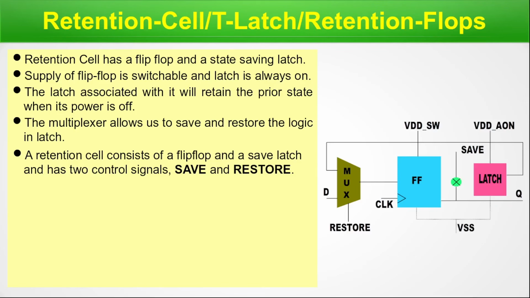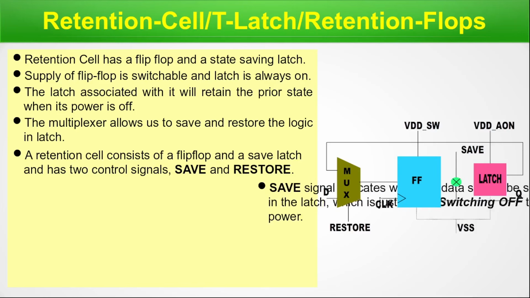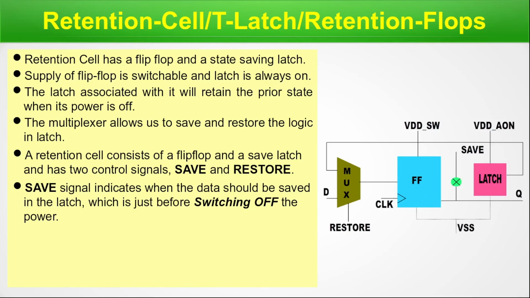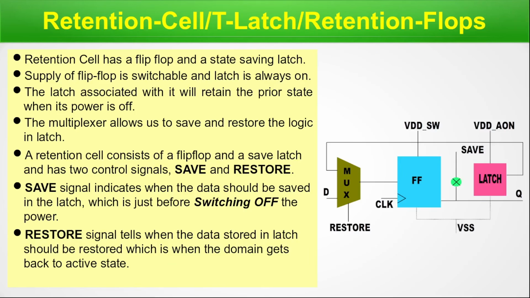A retention cell consists of a flip-flop and a save latch and has two control signals, save and restore. The save signal indicates when the data should be saved in the latch, which is just before switching off the power of the particular power domain. The restore signal tells when the data stored in the latch should be restored, which is when the domain gets back to the active state.